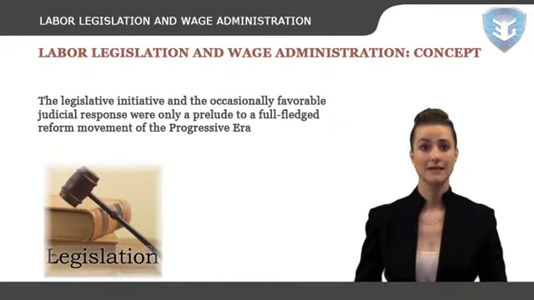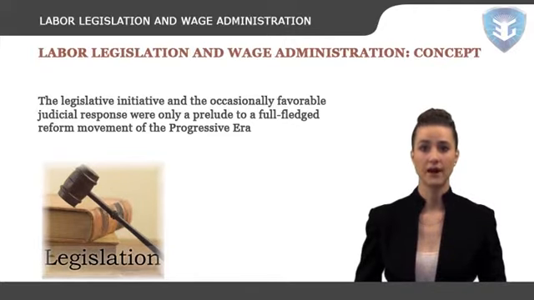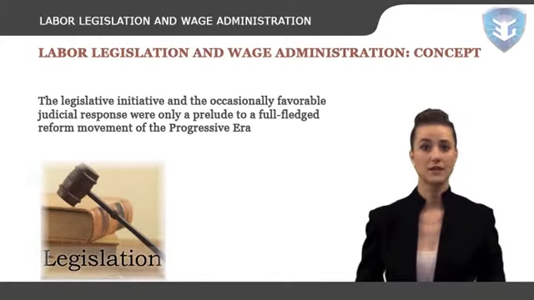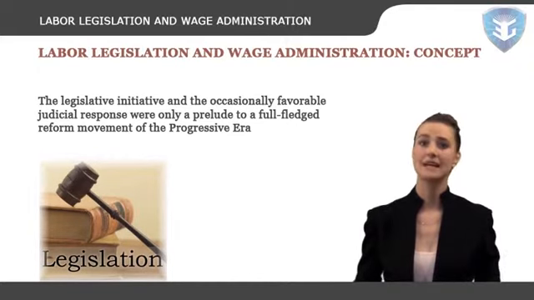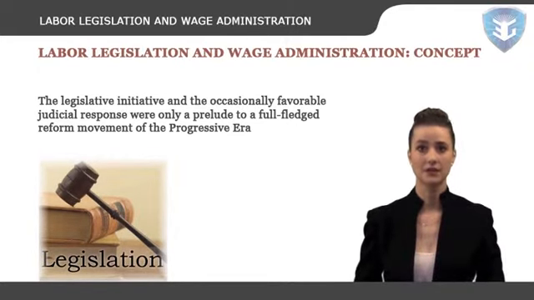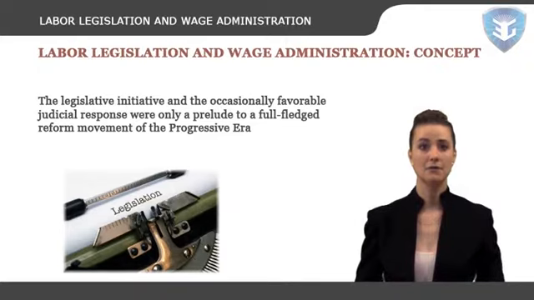The legislative initiative and the occasionally favorable judicial response were only a prelude to a full-fledged reform movement of the Progressive Era, 1897 to 1917. During this period, broad interpersonal and interorganizational coalitions developed, dedicated to improving working and living conditions for industrial and mercantile workers.